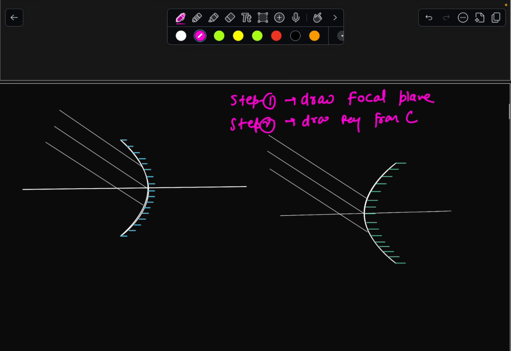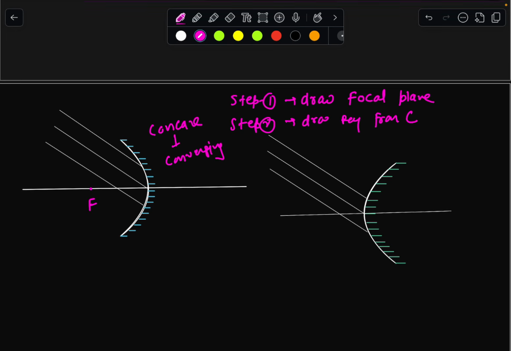Okay, if you see beta, here they are coming at an angle. What is the first thing, sir? First we have to draw the focal plane. Beta, this is a concave mirror. Concave means, sir, this is going to converge all the rays of light. How to draw? Sir, first draw the focal plane.